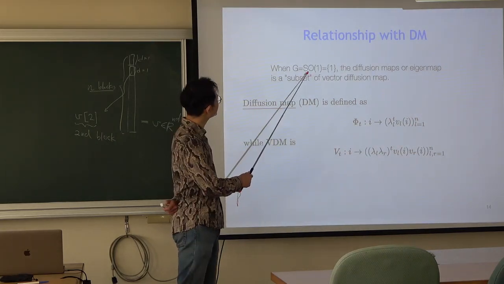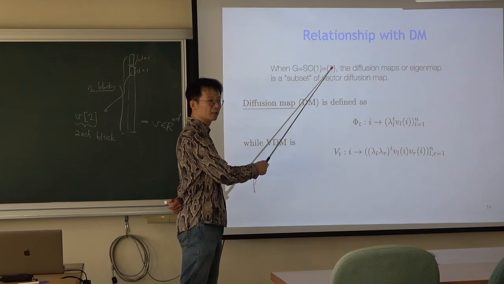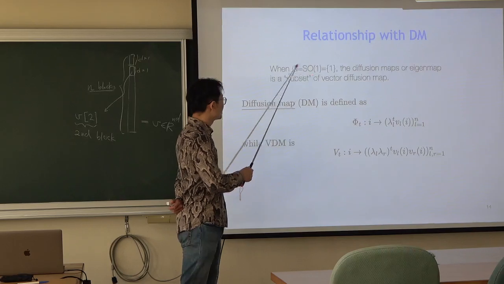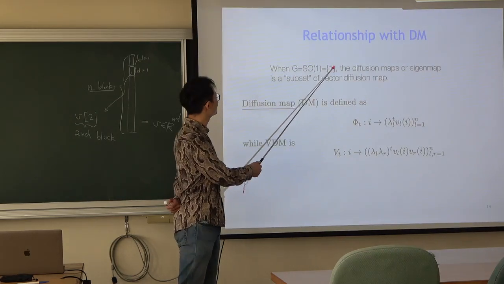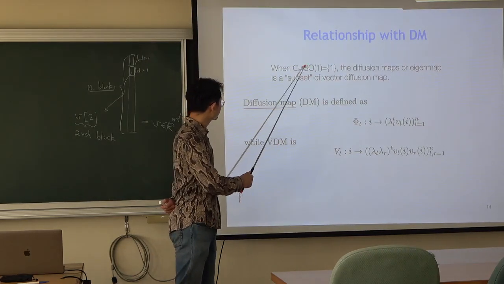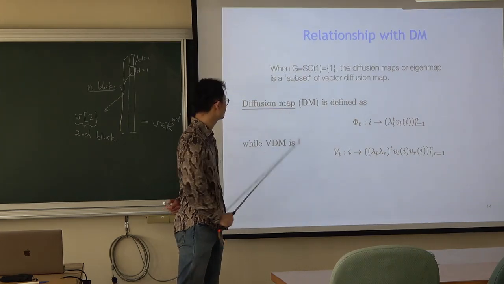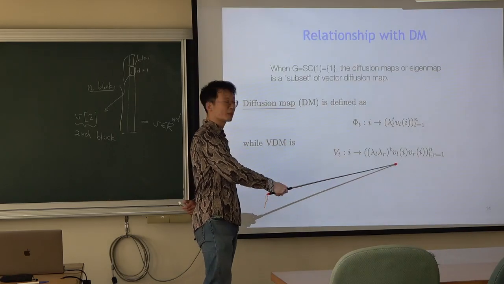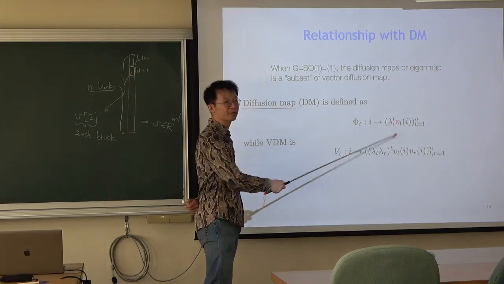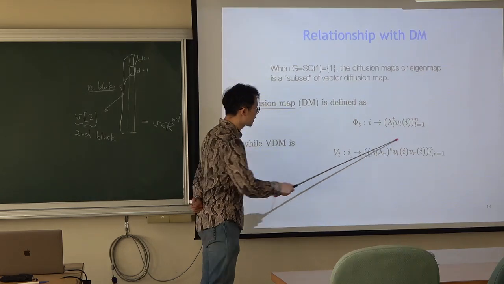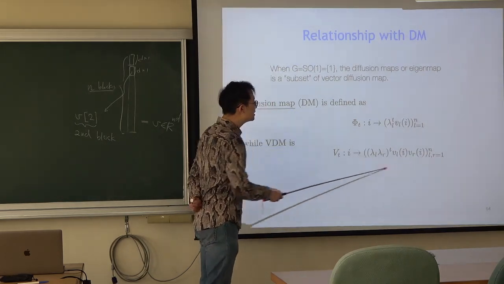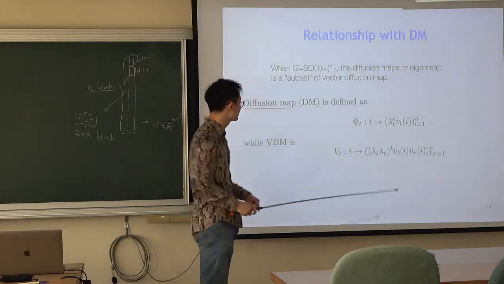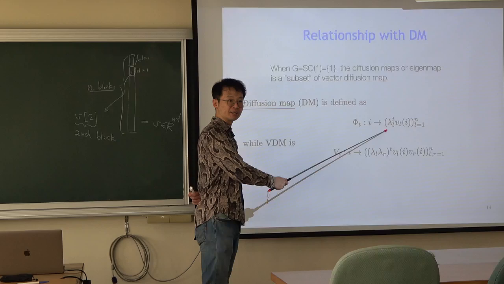And remember, when the group is SO(1), everything is exactly like graph Laplacian. If you still use the same data, the same connection to define vector diffusion map, then that is what you get. And you see, what is the relationship between them? This is just like the inner product, all quadratic cross terms of diffusion maps, isn't it?